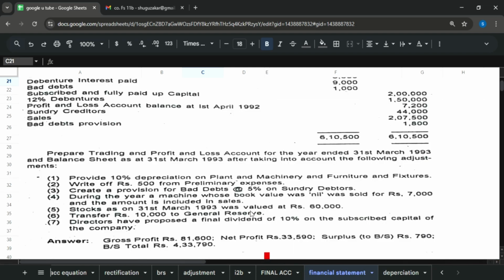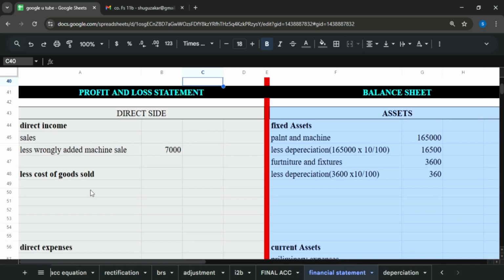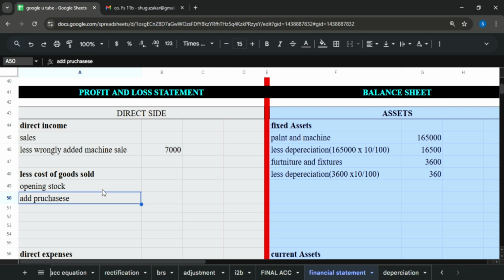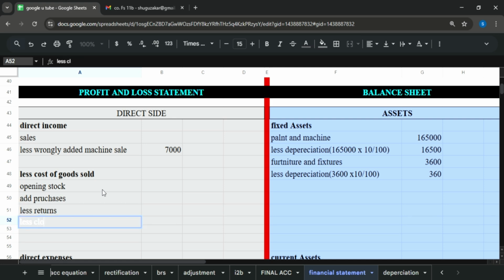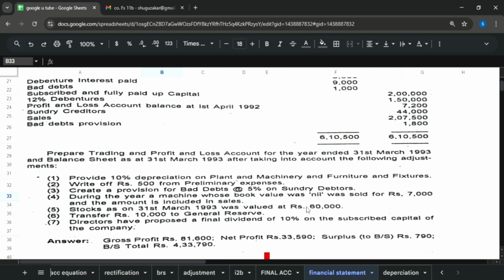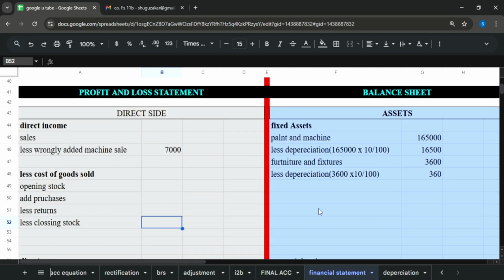Stocks on 31st March. For this we'll go to the cost of goods sold statement first, then we will be writing opening stock, add purchases, a little bit of spelling we'll have to adjust. Then we will subtract any returns and subtract closing stock. And we are talking about this closing stock, the amount of which is 60,000 mentioned over here.